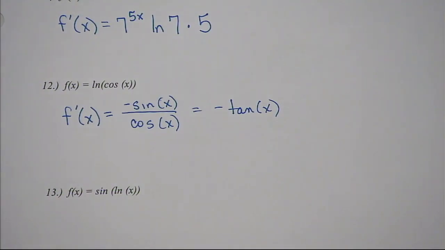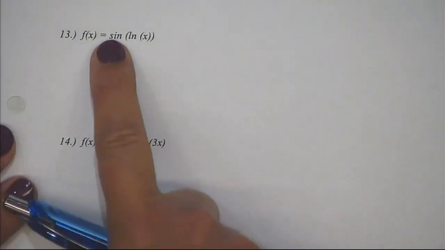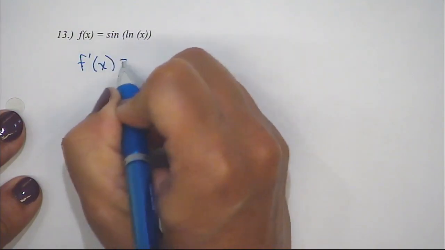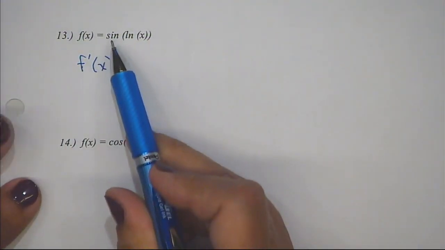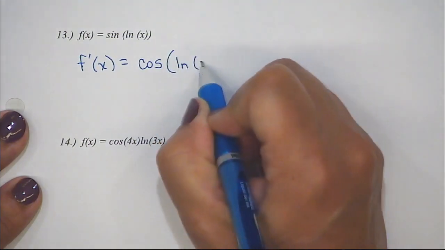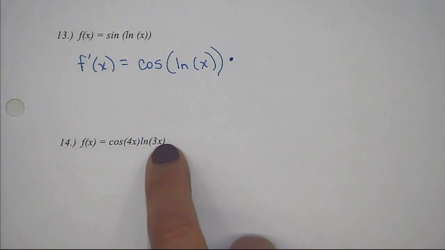All right, now number 13 is a little bit backwards because your outer function is sine, not natural log. So this is a chain rule where we do the derivative of the outside first and then the inside. All right, so we're going to start with the derivative of sine, leave the inside alone. So the derivative of the sine is cosine. Leave the inside alone. Now times the derivative of the inside.